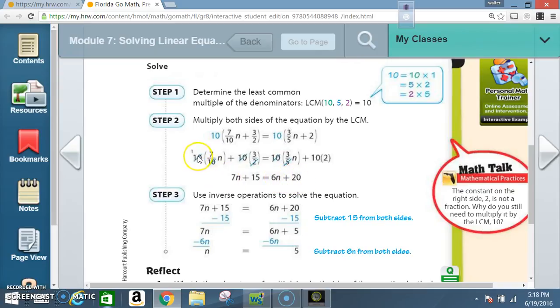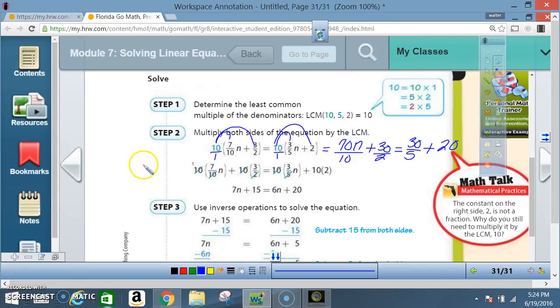All right, once again, 10, don't forget there's a 1 up under there. So 10 divided by 10 is 1. So you're left with 7 times n, because the 10's cancel out. Now you multiply your next term by 10. All right, 10 on top and a 2 on the bottom. What's 10 divided by 2? That is 5. What's 5 times 3? That is 15. All right, come to the other side. 10 times 3/5 times n. What's 10 divided by 5? That's 2. What's 2 times 3? 2 times 3 is 6. So you got 6n. And then last, you got 10 times 2, which is 20.